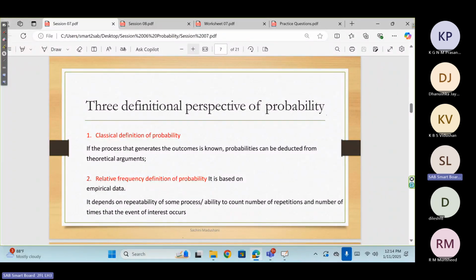Then an experiment, we can see, is a process. It depends on the repeatability of some process. We do the process repeatedly, not just once. Clear? It depends on the repeatability of some process, or the ability to count the number of repetitions and the number of times that the event occurs. It is always based on the empirical data, which means results from the experiment. Otherwise, we can say it is based on the repeatability of some process.